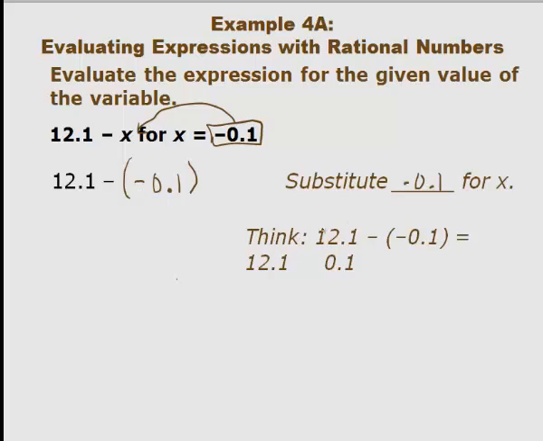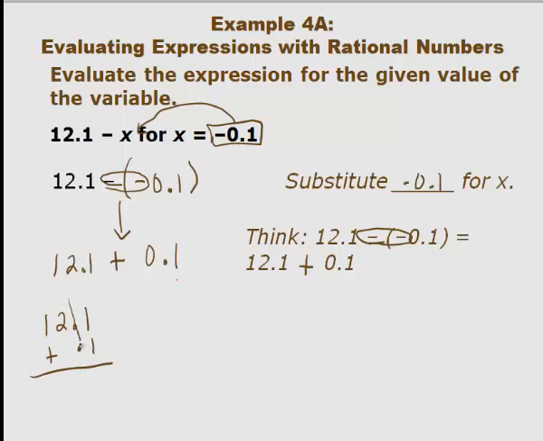Now think about this. Negative minus negative means we're going to think add. So this is 12 and 1/10. Two negatives make a positive. So 2 and 1/10 plus 1/10. Okay, line up your decimal points. Bring it straight down. 1 plus 1 is 2. So that's 12 and 2/10.